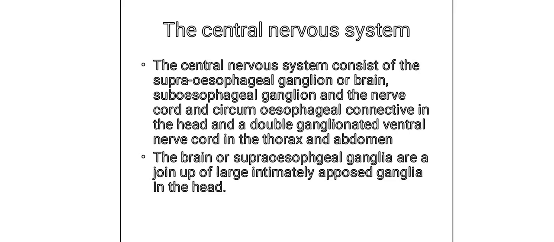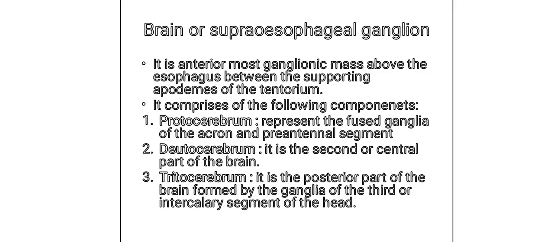These are formed by the joining up of large, intimately opposed ganglia in the head. It means the brain is larger in structure. These form the supraoccipital ganglia, which are formed by the fusion of smaller ganglia. If you look deeper into this brain, or supraoccipital ganglion, you will find that it forms the anterior most portion of the body, present in the head.